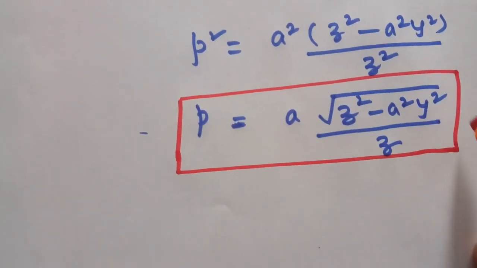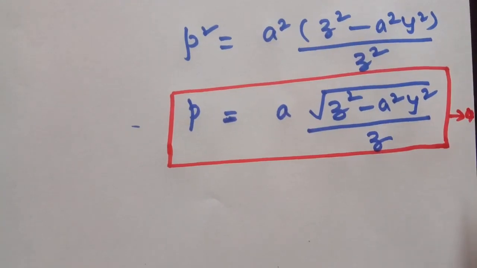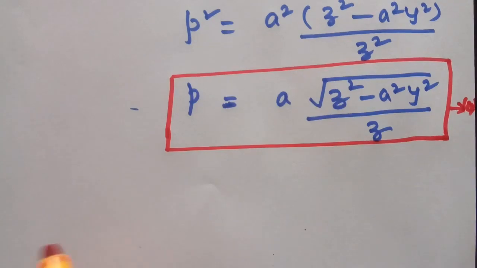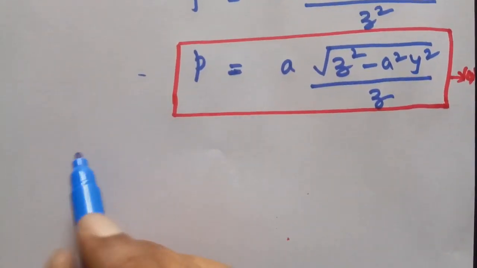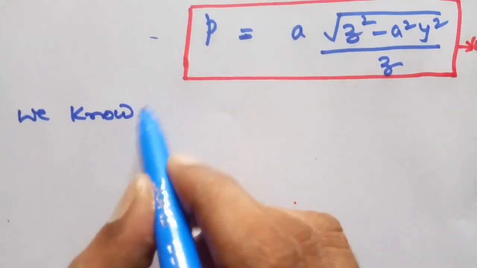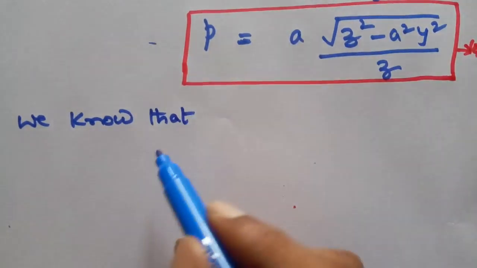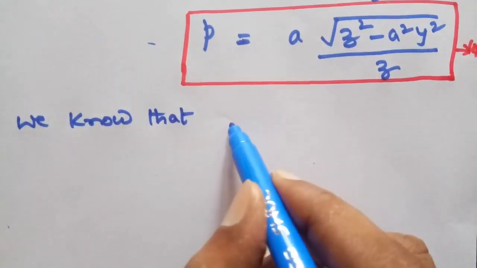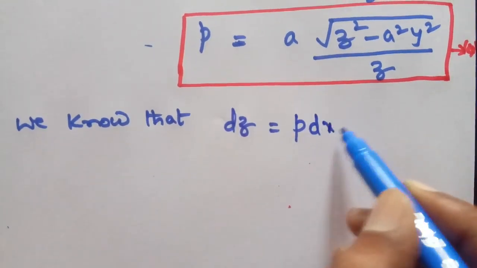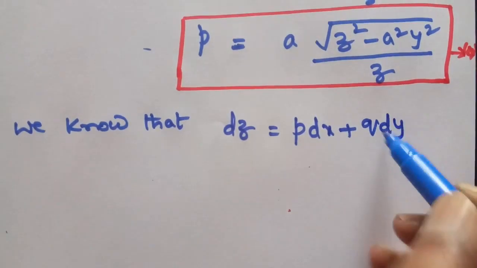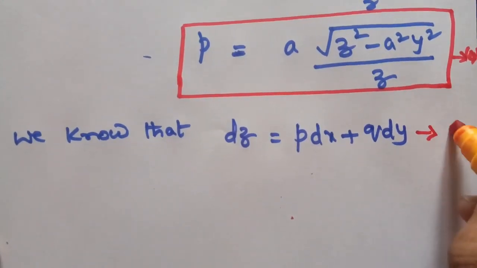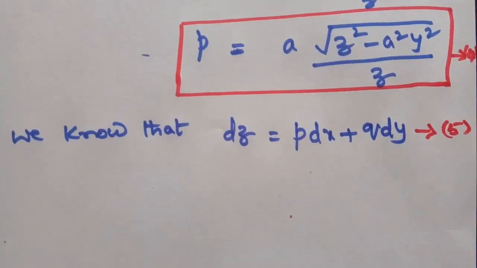Say this is equation number 4. Therefore, we know that in many of the previous cases we used this formula. We know that by total derivative, dz is equal to p dx plus q dy. Say this is equation number 5. This is equation number 5, which we already used in so many problems.